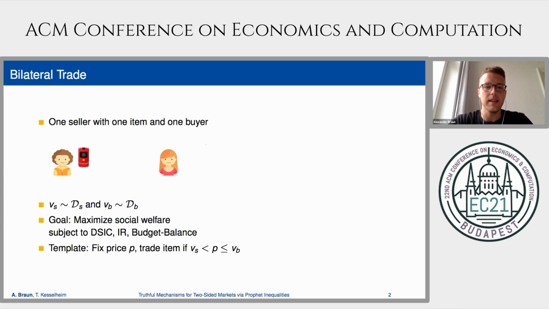Now we want to design mechanisms with the goal of maximizing social welfare. In this case, social welfare is just the value of the agent who is holding the item after running the mechanism. And of course, we want this mechanism to satisfy some constraints.